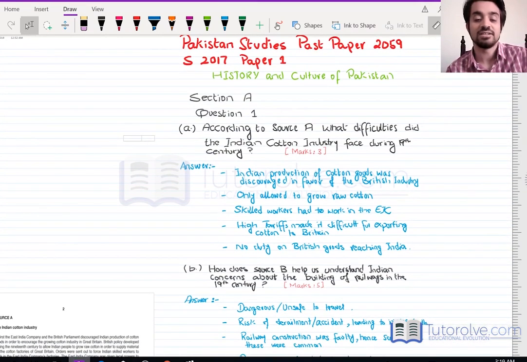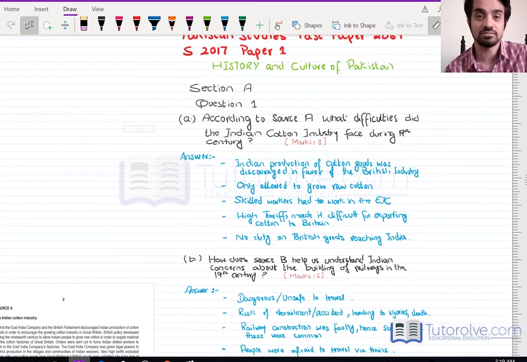The Indian production of cotton goods was discouraged in favor of the British industry because the British, once they colonized India, decided to take hold of every industry that was within the confines of Indian economic development. So they were not preferred. Second point is that the Indians were only allowed to transfer raw goods to the cotton looms that were under the British rule. So therefore, there was not much of an economic growth coming from within the Indian local market.